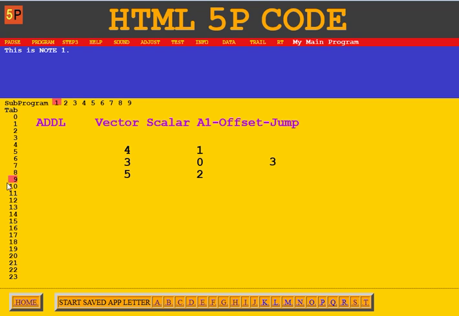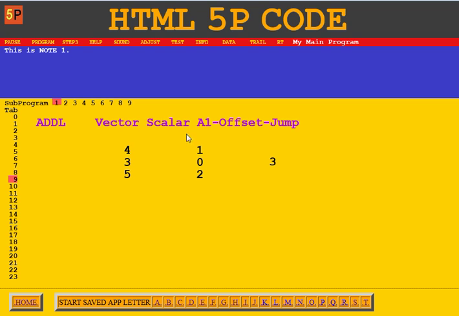Here is routine 109. It's an example of ADDL where there's a vector, a scalar, and an A1 offset jump. These two vectors we see here are A1 when the instruction starts and A1 when it's over. This scalar is at A2. This scalar is added to each value and the result is put back into A1. So 3 and 1 is 4, 3 and 0 is 3, 3 and 2 is 5.